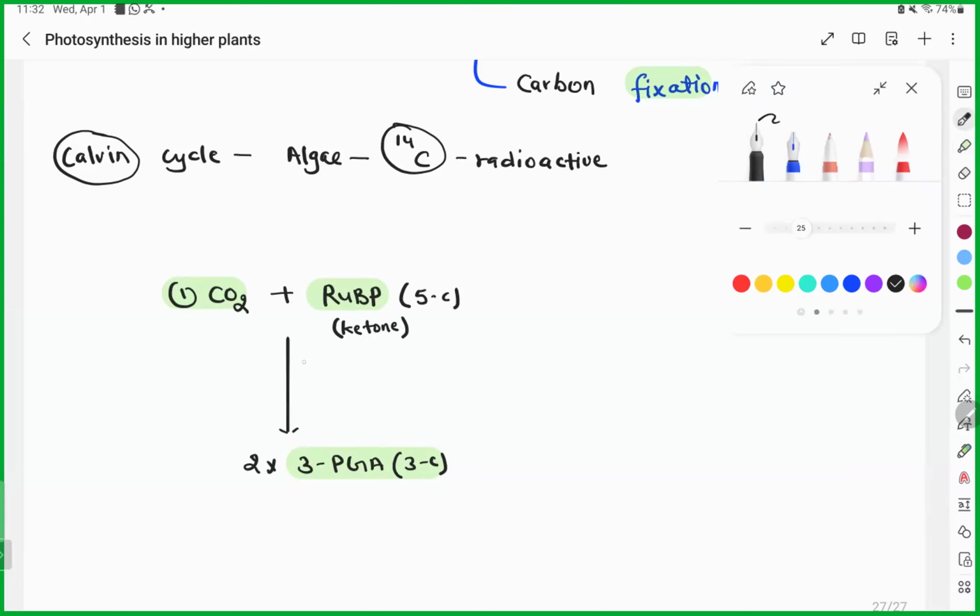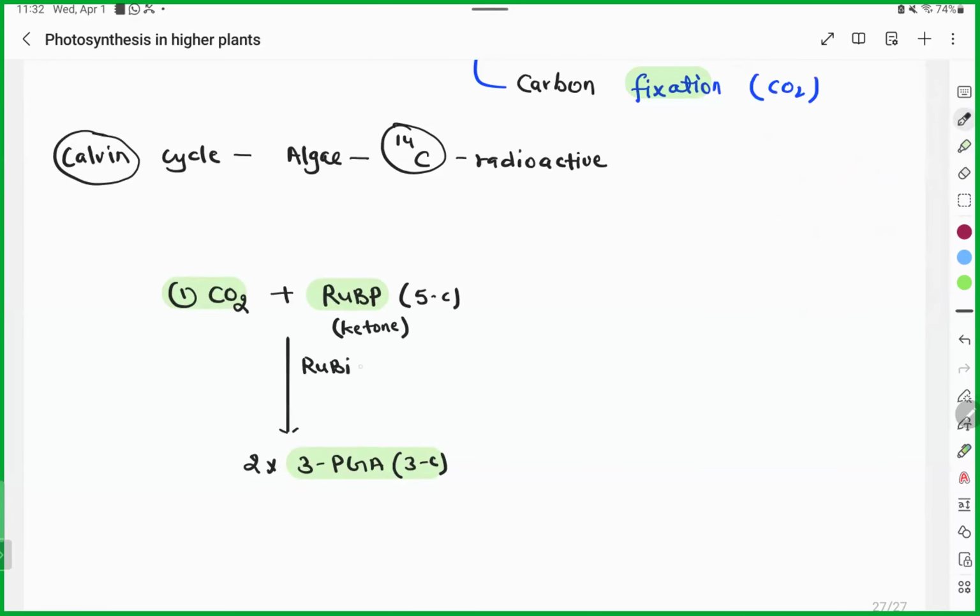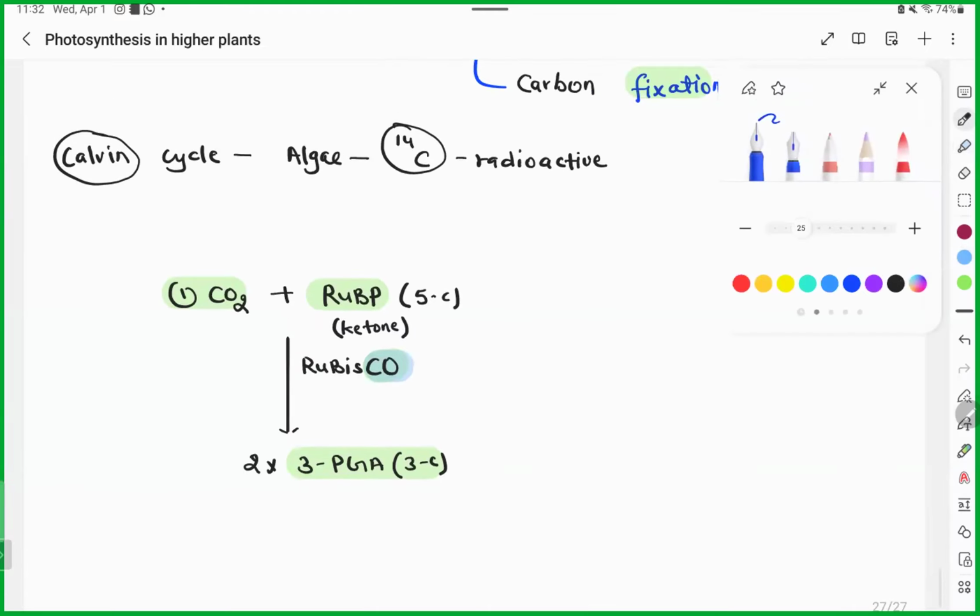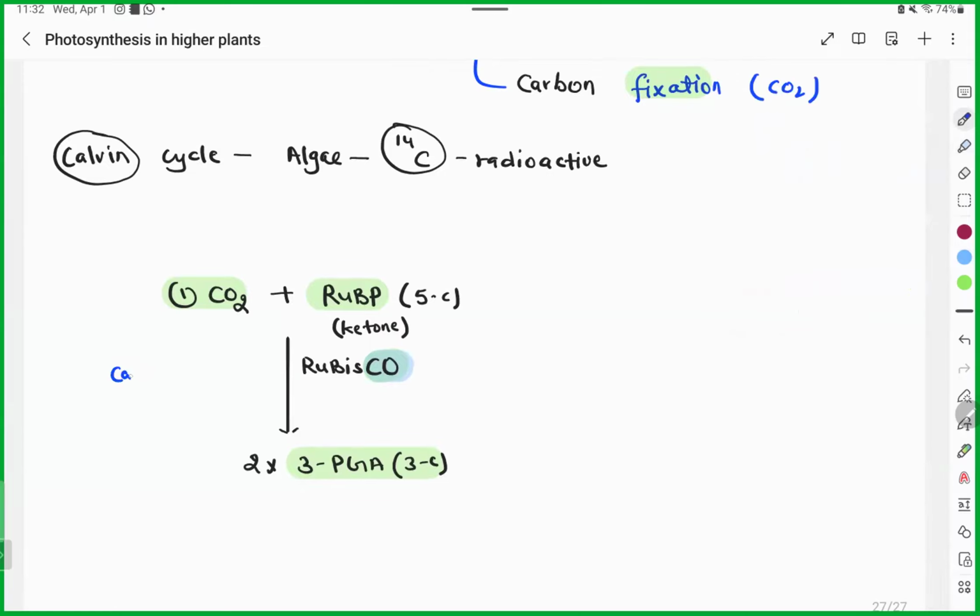And you need an enzyme for every process. The enzyme in this case is Rubisco. Why? Because here you can add CO2, that's why carboxylase. You can add oxygen, so oxygenase. That's why Rubisco is one of the most abundant enzymes in the world, or the most abundant protein in the world, right? This step is known as carboxylation. Why? Because of addition of CO2.